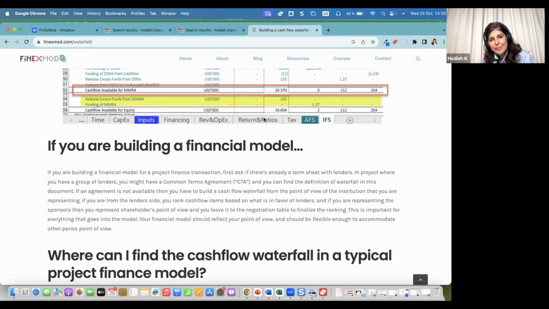Next question is from Mridu. What exactly do developers prefer, the management fee reimbursement or dividends, from what you've seen?